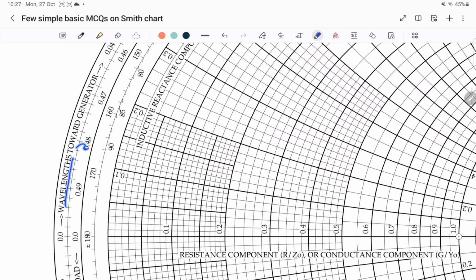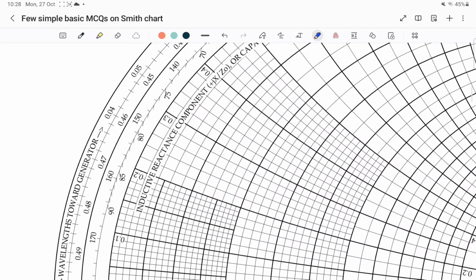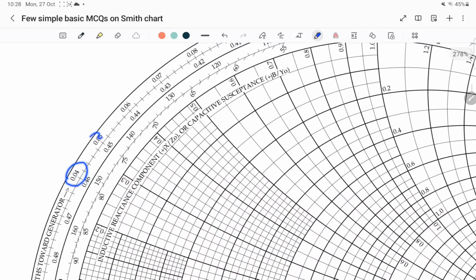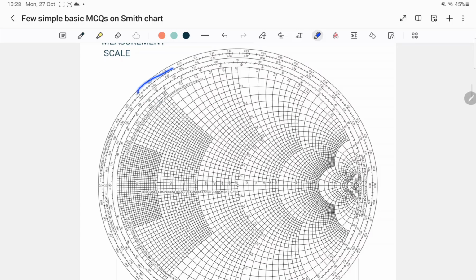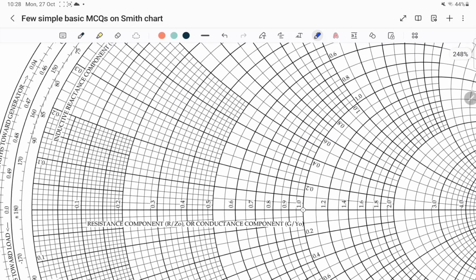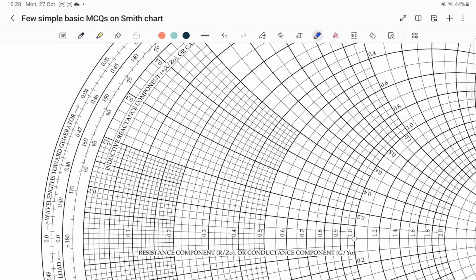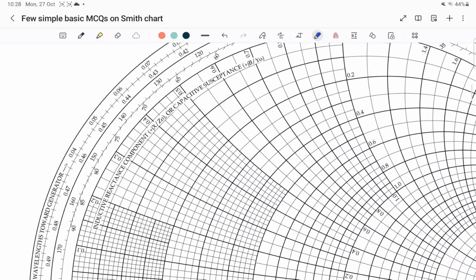It says wavelengths toward generator, and there is an arrow given which is moving in the clockwise direction. These values 0.04, 0.05, 0.06, you can find all along this circle. They are different values. So what do these values represent? They represent wavelength towards generator. Whenever you move towards the generator, the distance that you move in terms of wavelength is given by these values.